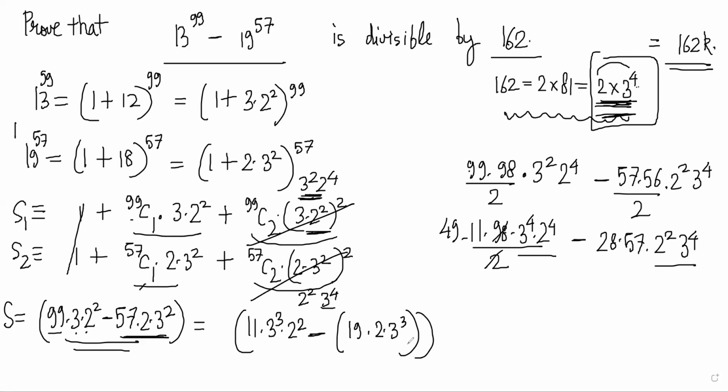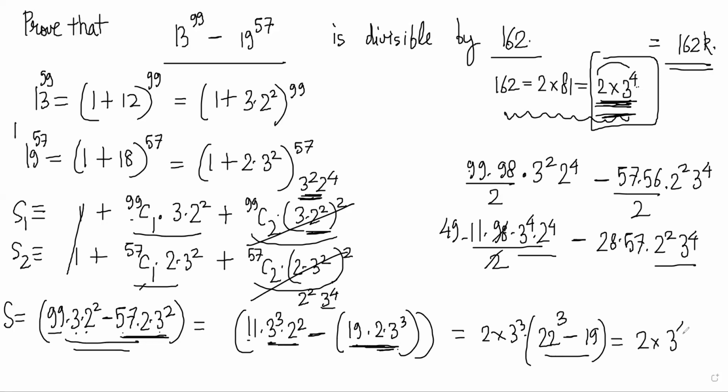This is 19 into 2 into 3 power 3. This is 11 into 2 square into 3 power 3, right? 57 is 19 times 3, right? Yeah, 19 into 3, that's why it became 3 power. Correct. So you can take 2 into 3 power 3 common because that is there in both, and it will become 22 minus this will become 19, right? And that is basically 3. So that will become 2 into 3 power 4, right?